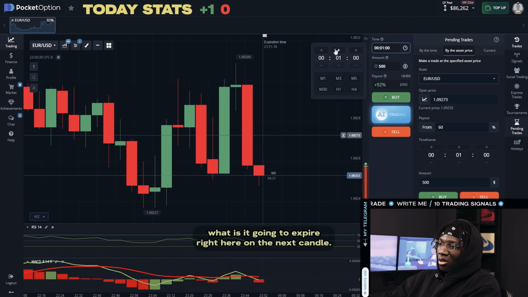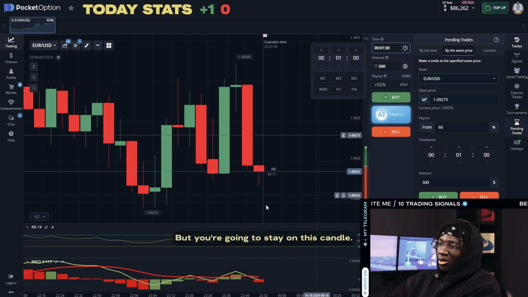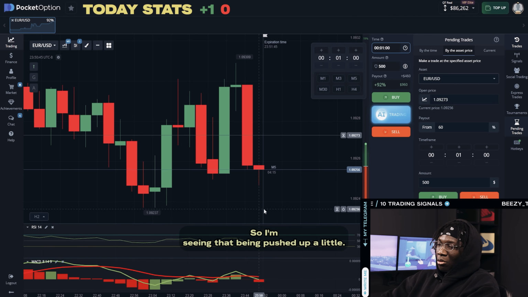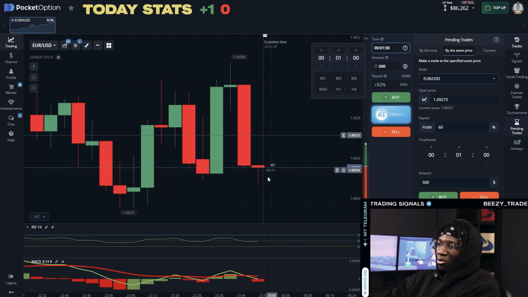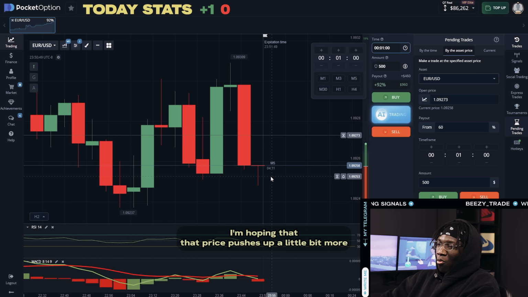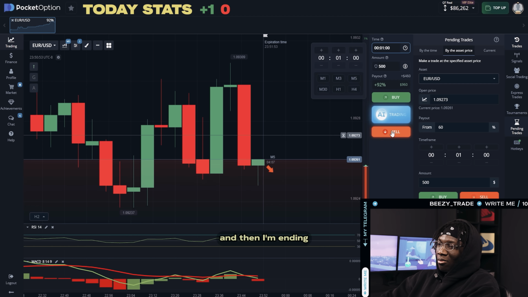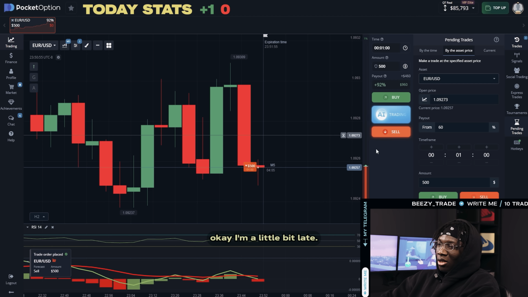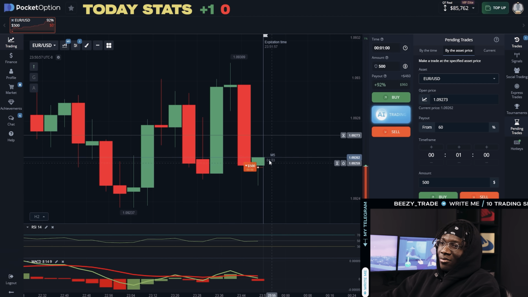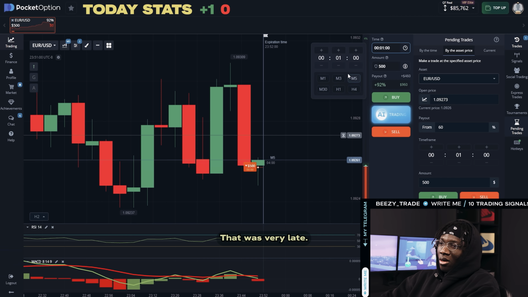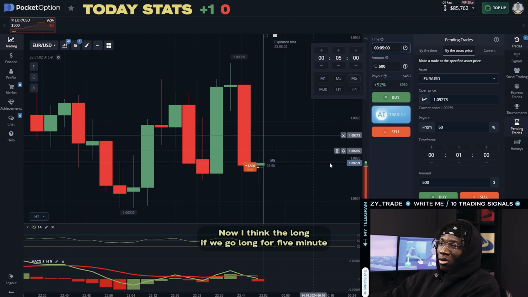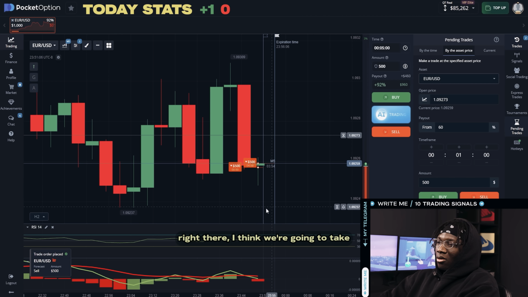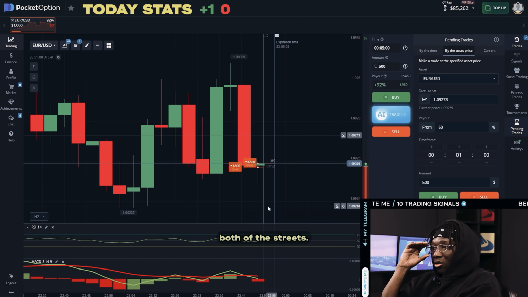Let's see, when is it gonna expire? Right here on the next candle, but you're gonna stay on this candle. So I'm seeing that being pushed up a little. So now I'm hoping that price pushes up a little bit more, and then I'm gonna enter. Okay, I'm a little bit late. All right, I was very late. Now I think if we go long for 5 minutes right there, I think we're gonna take both of the trades.